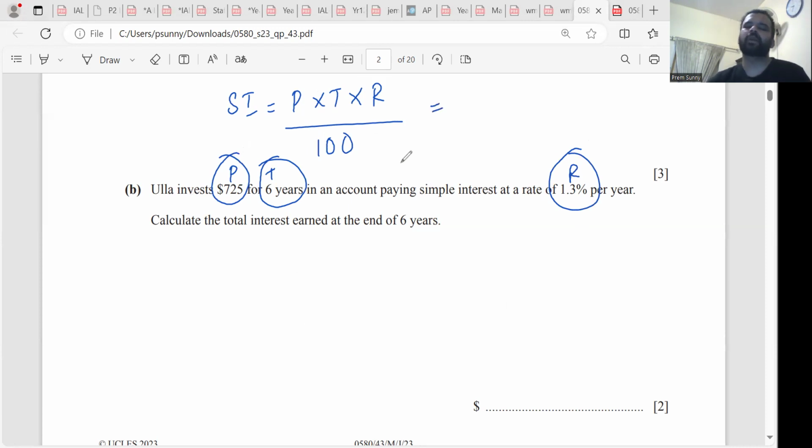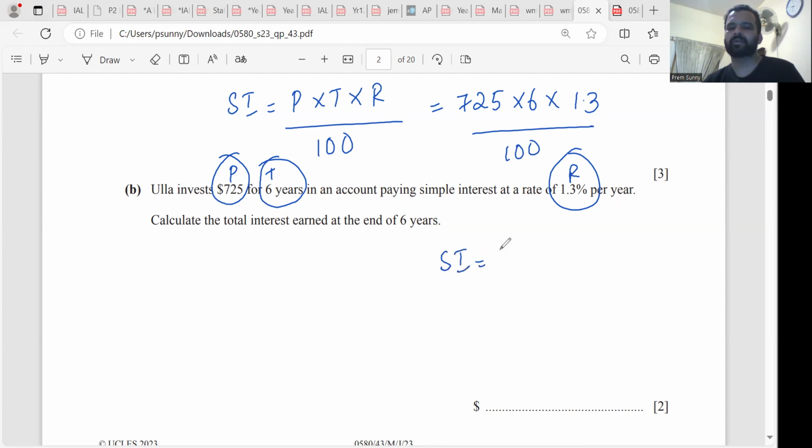So we just put these values there. Direct question. P is 725, T is 6 and R is 1.3, the whole thing divided by 100. So 725 times 6 times 1.3, the whole thing divided by 100, will give me an answer of 56.55. So SI is $56.55. So we are done with the B part as well.